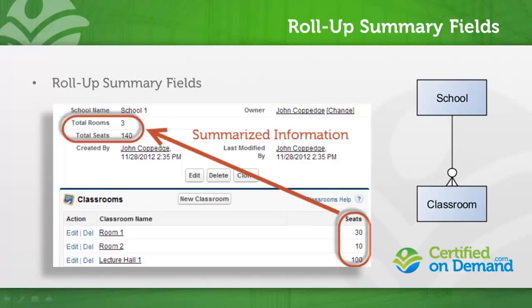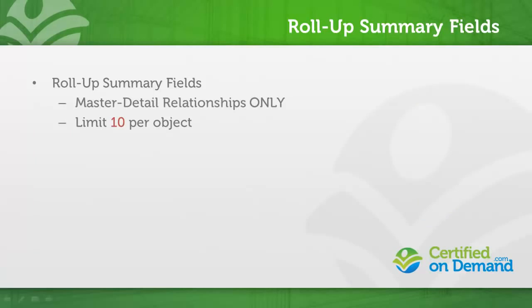So let's look at an example of roll-up summary fields. On my classroom object, I have a numeric field to indicate the number of seats or the maximum occupancy of that room. Roll-up summary fields allow me to aggregate data from the associated classroom records onto my school record. For instance, I can show that this school has 3 classrooms for a total of 140 seats. All of this is calculated automatically, so if I change or add new classroom records to that school, the roll-up summary fields are automatically updated.